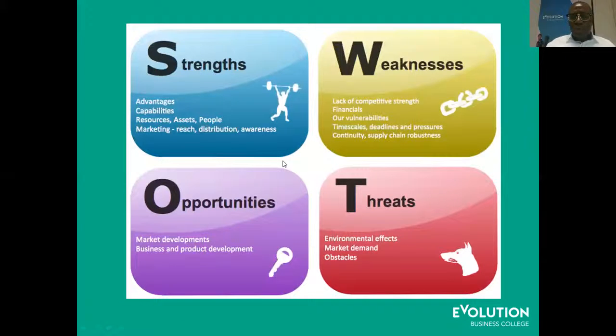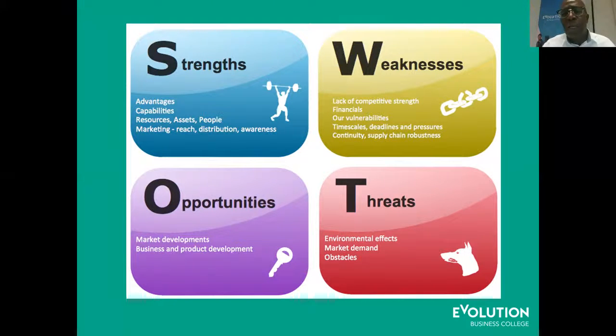So let's look at another tool that you're going to use in your analysis: SWOT. Strengths, weaknesses, opportunities, and threats. Under strengths, we're asking, what are the advantages your airline has, or what advantage does that particular airline have over others? What are its capabilities? What are the resources and the assets?